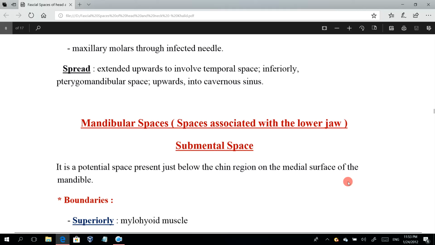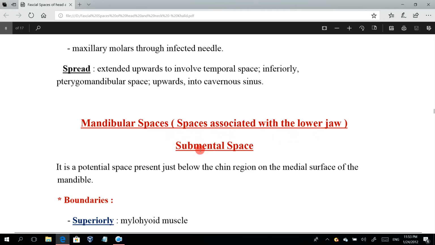Okay, so all these spaces, the canine, the buccal, and the infratemporal, are related to the maxilla, and they are called maxillary spaces. Now we talk about the mandibular spaces, the 4 mandibular spaces, that is, spaces associated with the lower jaw.